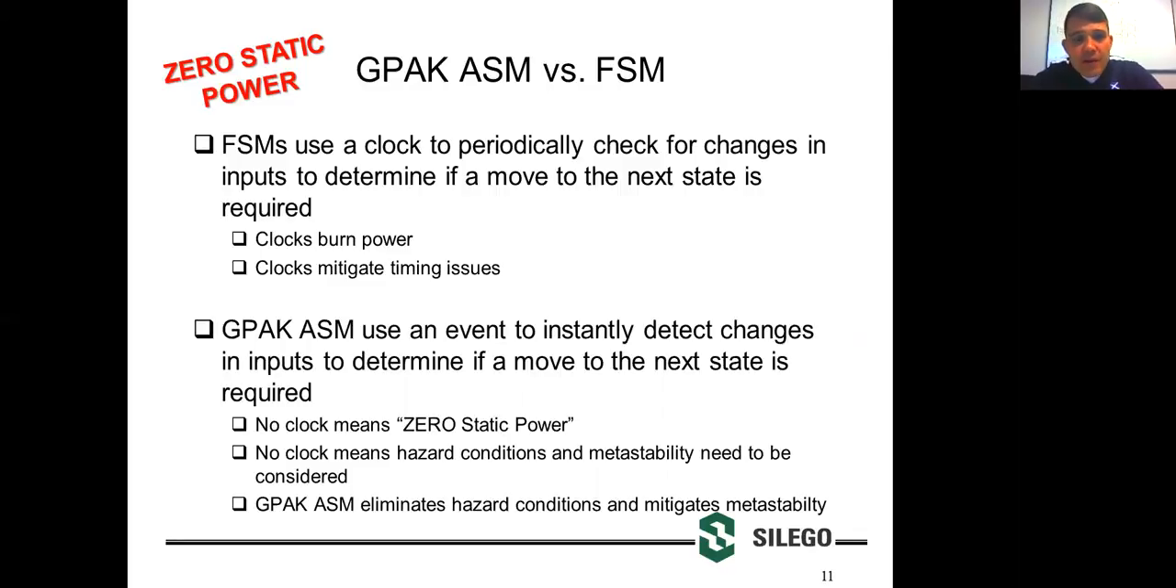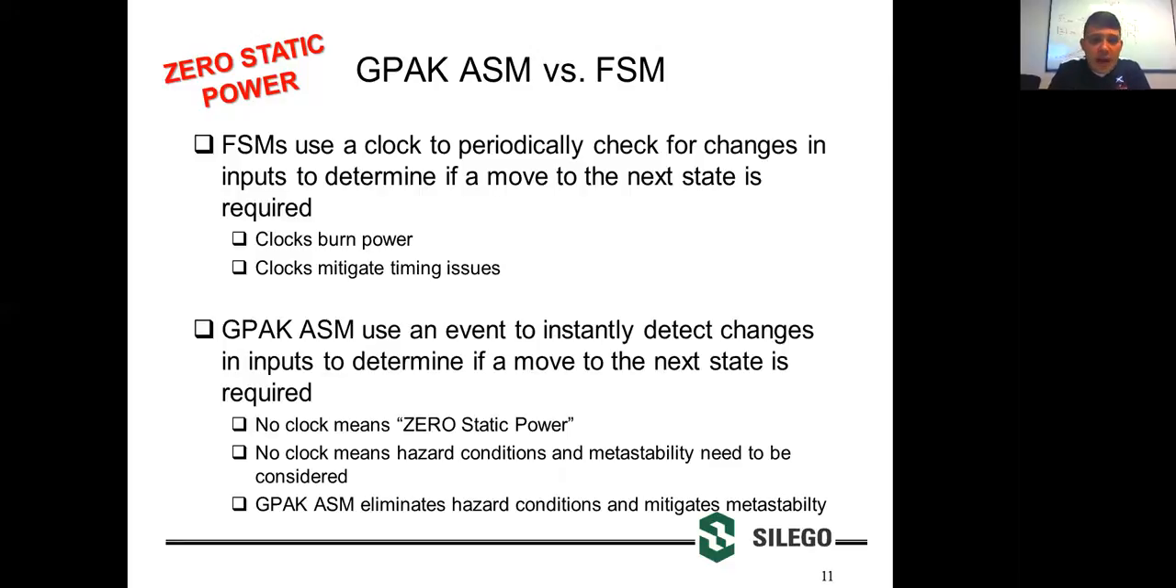So the FSMs periodically use a clock to check for changes in the inputs to determine whether to move to one state or the next. Clocks burn power. Clocks also mitigate timing issues. So nothing comes for free. When things are sitting there statically waiting for an event, there's a lot of different problems that can possibly occur in that particular type of architecture. The reason people use clocks isn't because they're stupid, it's because they want to mitigate timing issues, even though those clocks have a power penalty associated with them.